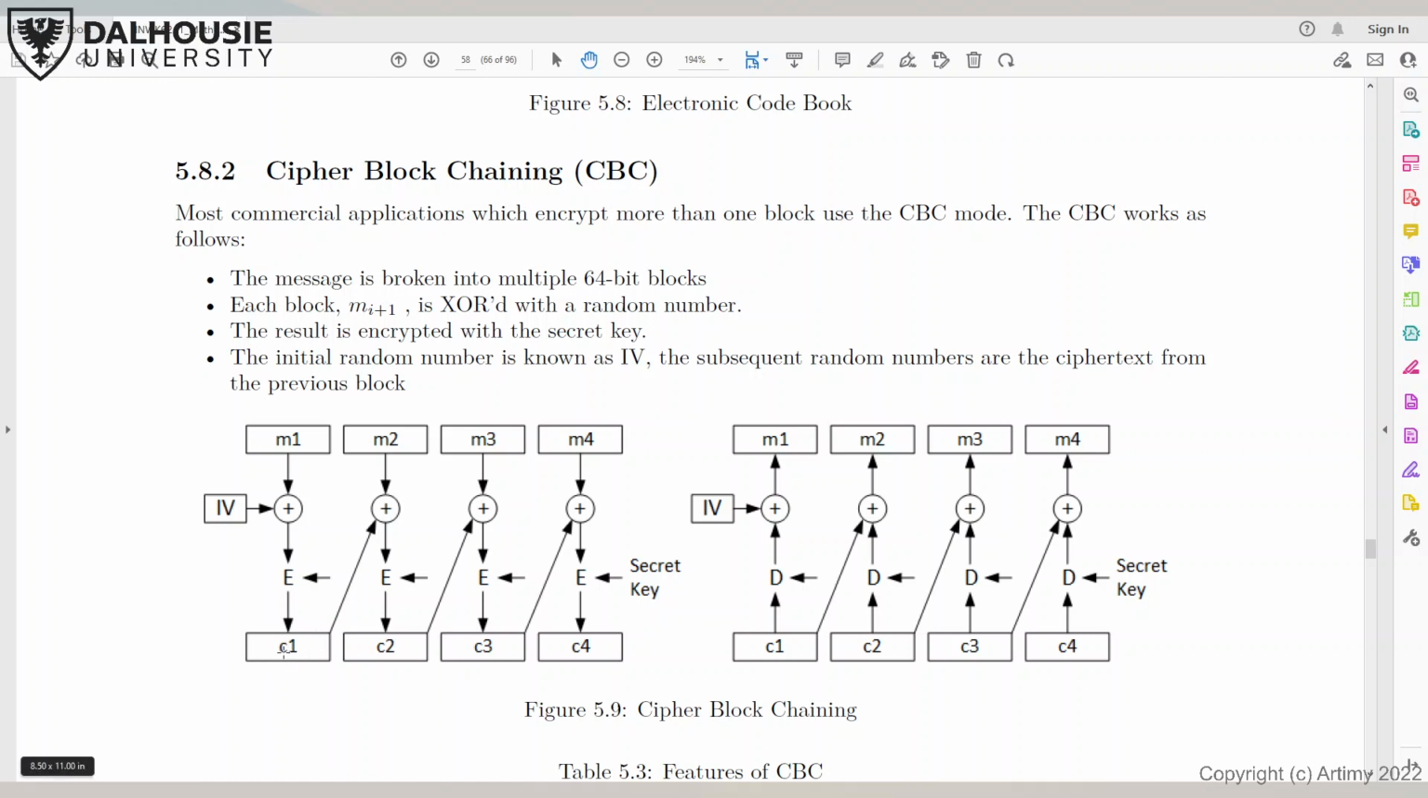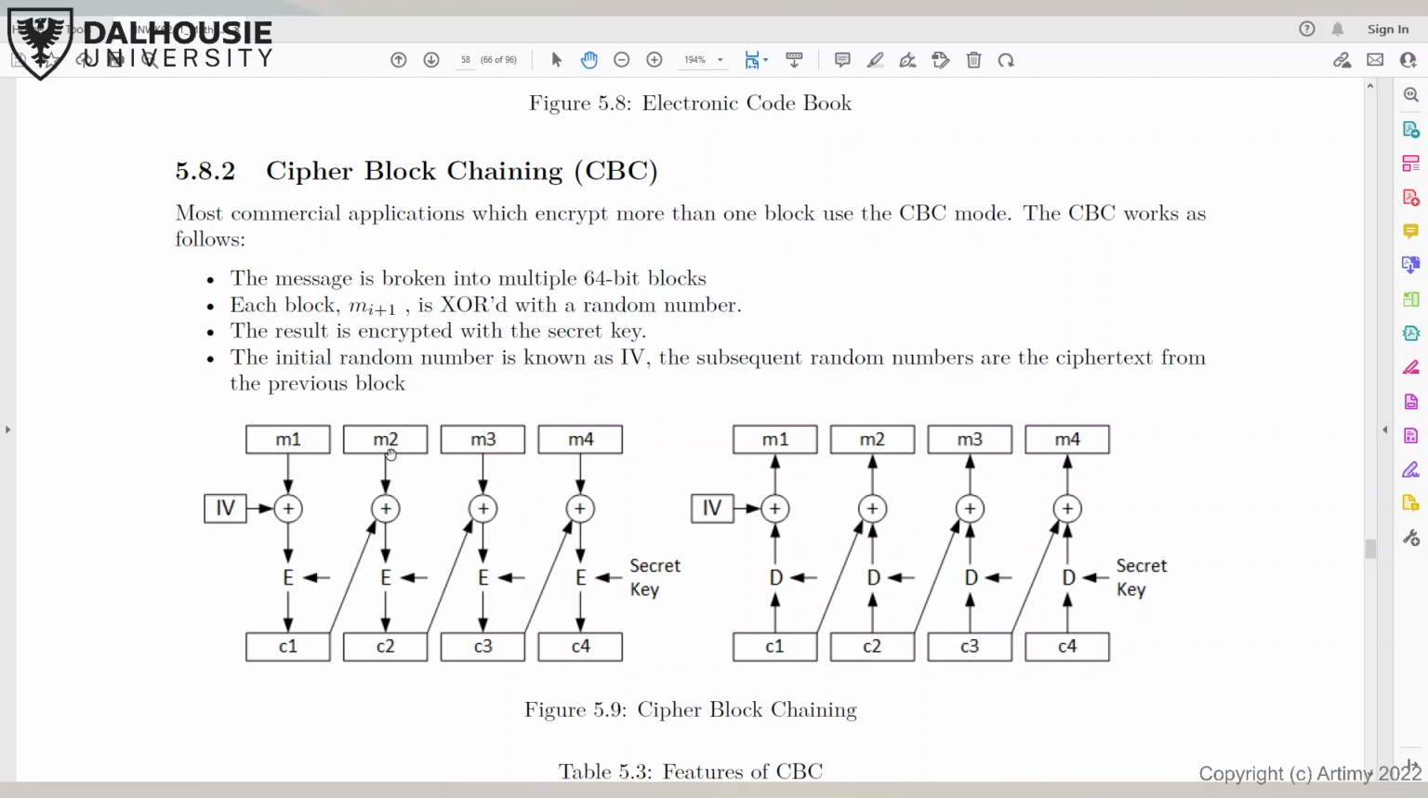The cipher can be used to XOR the next message, and we get the result. We encrypt it, we get C2, we use it to XOR with the third message, and so on. So the result of that, because of the XOR, the message that gets into the encryption is never the same, even if the message is the same.